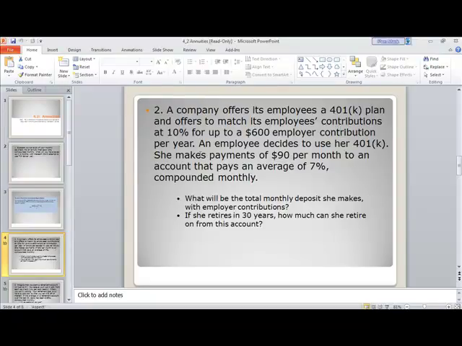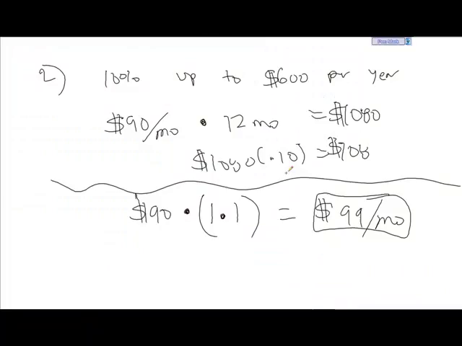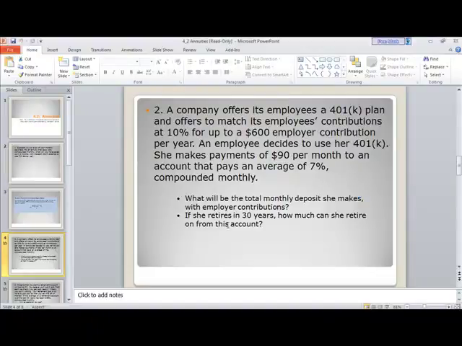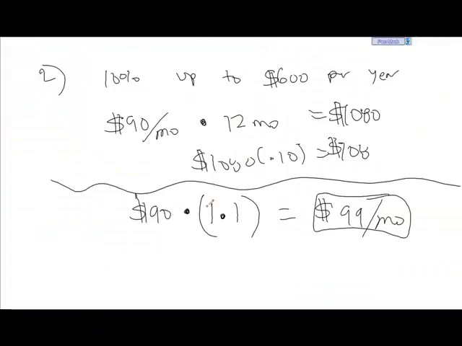So she'll put in her 90, the company will put in their $9, and she'll put in a total of $99 per month. So an employee decides to use her 401k, she makes payments of $90 per month to an account that pays an average of 7% compounded monthly. If she retires in 30 years, how much can she retire on from this account?